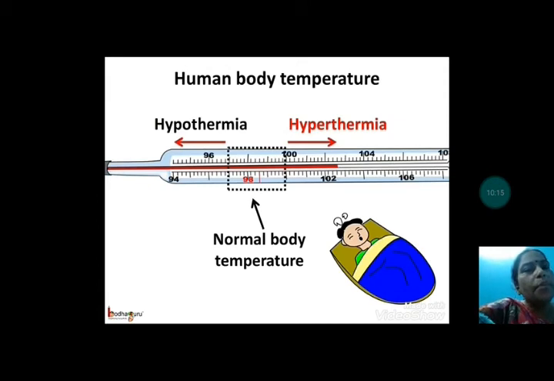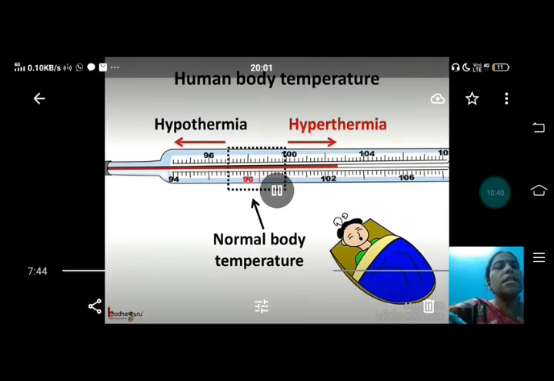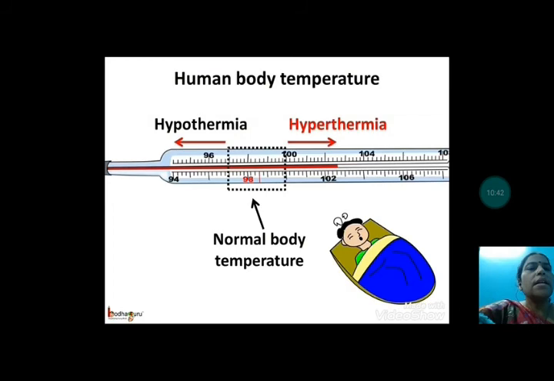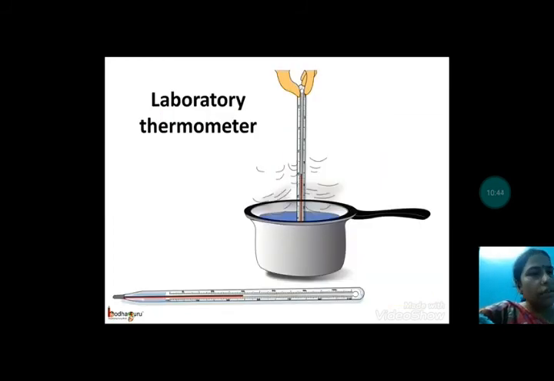Less than that is hypothermia. Hypo means less, and more than that causes fever, and that is hyperthermia. When the temperature rises above the normal body temperature, we suffer from fever, and that condition is called hyperthermia. As you can see here, from 98.6 it has risen to 102. The person is suffering from fever.